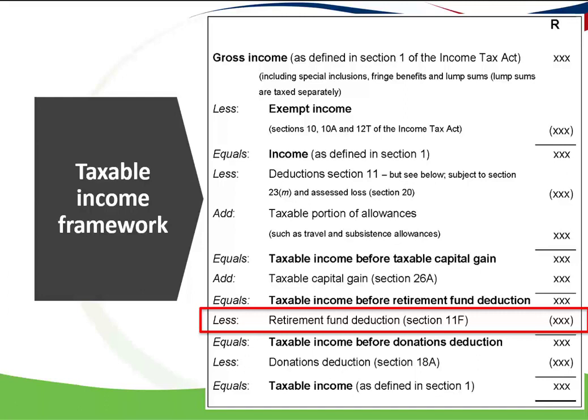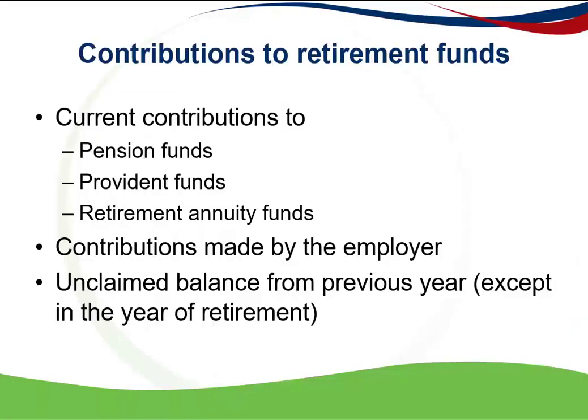So I just want to remind you that we are at the point here where you will have calculated all the gross income, you would have done the other deductions for exempt income, the deductions for Section 11, the taxable portion of allowances, and you would have also done the capital gains tax calculation and included the 40% in taxable income. And so we get to the point where we need to look at whether the taxpayer has contributed to any retirement funds and to see how much they can deduct to get to their ultimate taxable income for the year of assessment. Now remember, the bigger the deduction, the less the taxable income and the less the tax payable.